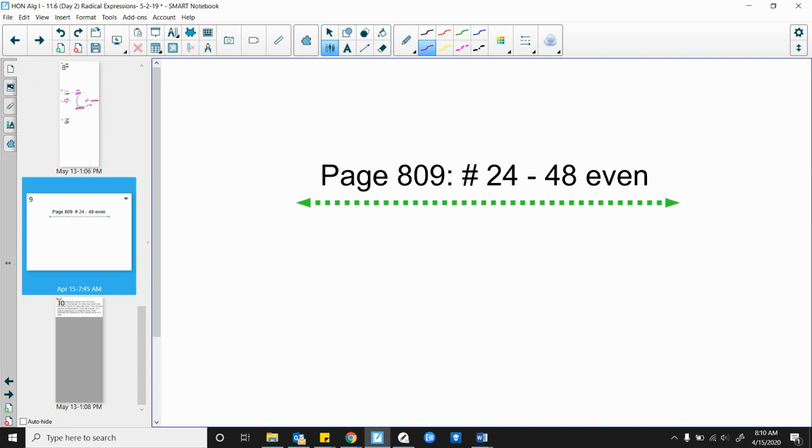The assignment today is page 809, numbers 24 through 48 even. This assignment, along with the assignment for Monday, are both due on Friday at 11:59 p.m. Nobody wants to do this on Friday at 11:50 p.m., so make sure you get it done.